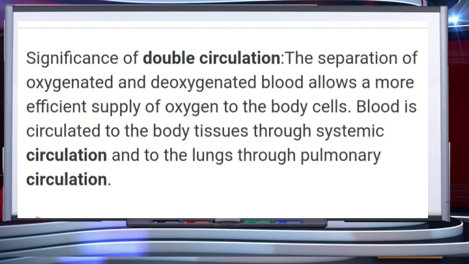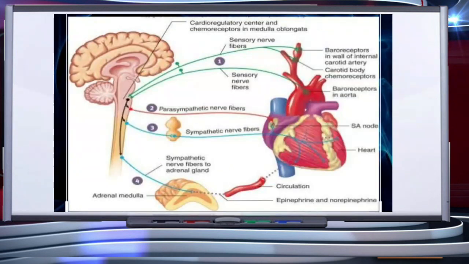Let's understand regulation of cardiac activity. Normal activities of the heart are autoregulated by specialized muscles. Hence, the heart is called myogenic. A special neural center in the medulla oblongata can moderate the cardiac function through the autonomic nervous system, ANS.